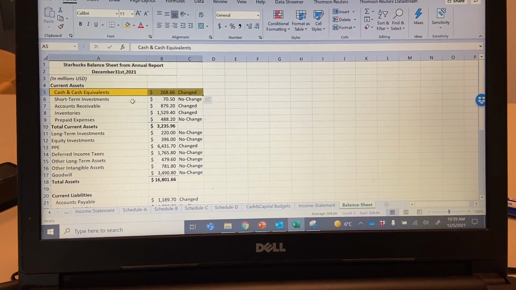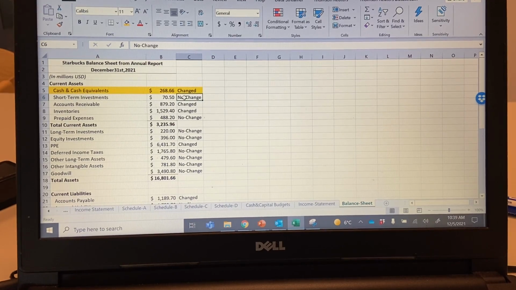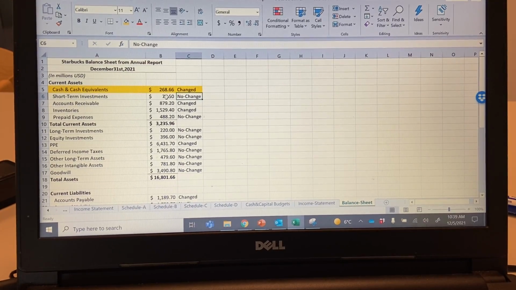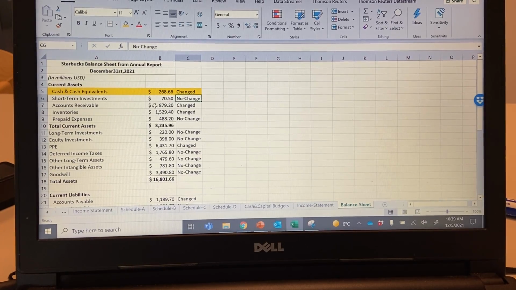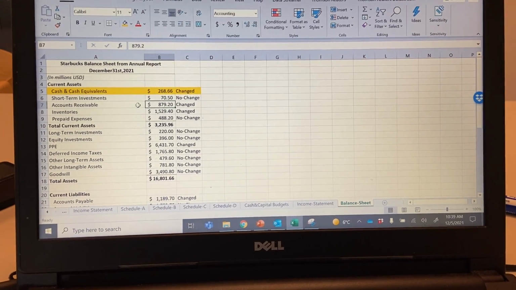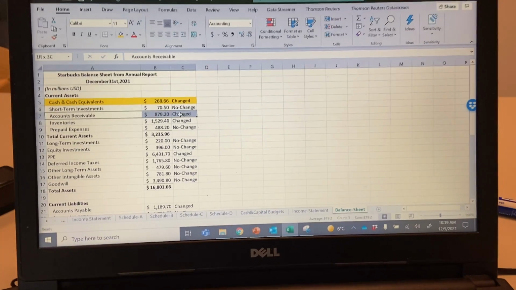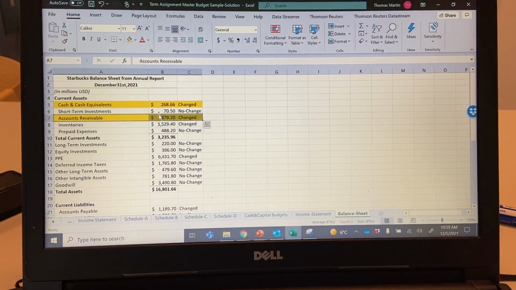Second asset, short-term investments. No change here, okay? I didn't do anything with this account. I didn't add to it, I didn't subtract from it, so there's no change. Accounts receivable, yes, this does change. So we'll highlight this one.